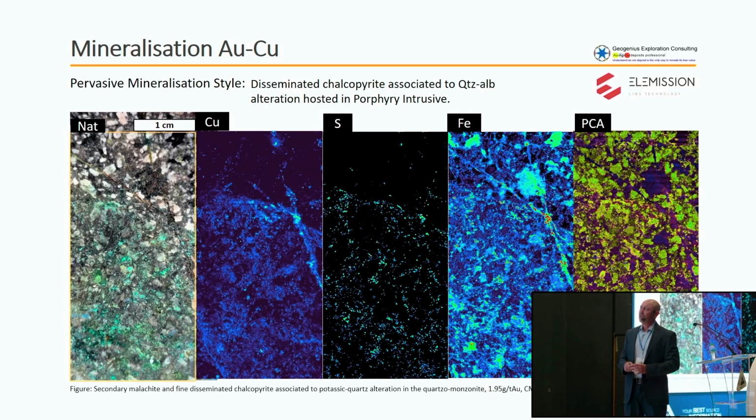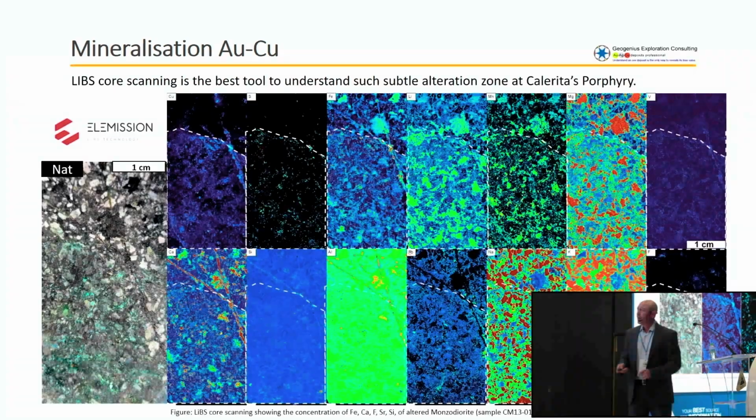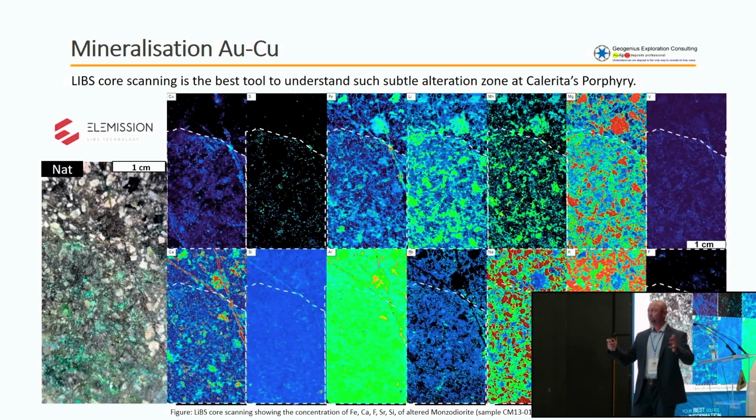Once again, the LIBS magic. Of course we have malachite, but if we superpose the copper, sulfur, and iron, we can obviously see the chalcopyrite. All the red points are the chalcopyrite and pyrite. And of course, the relation with other elements. Once again, I was talking about the volatiles. Here, the lithium. We have a higher concentration of lithium in the gold-rich zone.